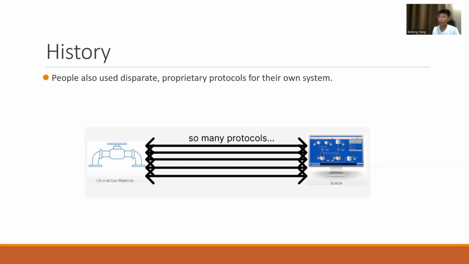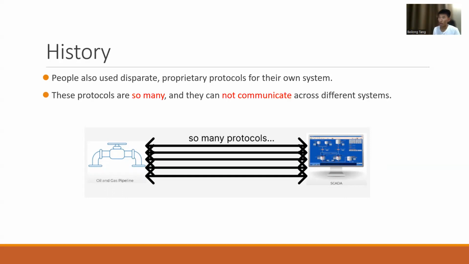People also came up with another way, which is to use disparate, their own protocols for their own systems. However, there are some issues because there are so many protocols, and they cannot communicate across different systems because they use different protocols.